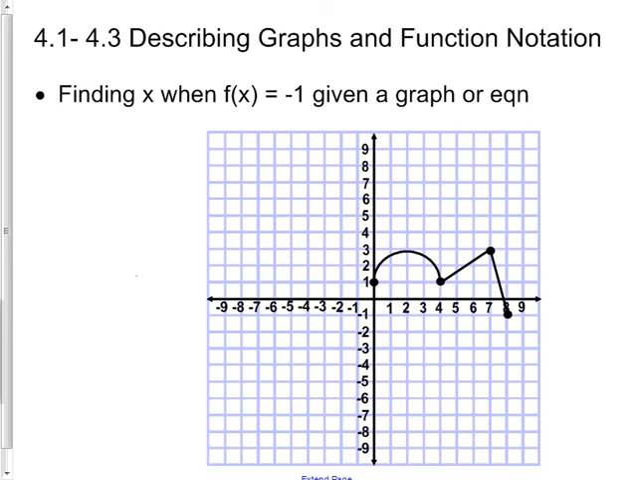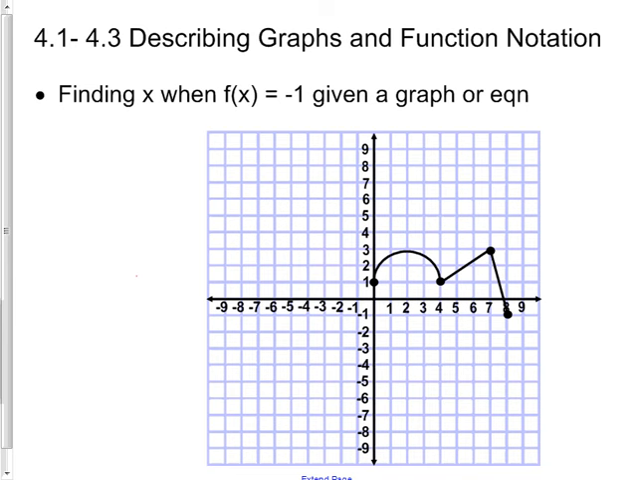4.1 to 4.3, describing graphs, finding x when f of x is negative 1. Ooh, wait a minute, that's different. That's not f of negative 1. That's f of x is negative 1. So, what's different about it? They gave you the y.